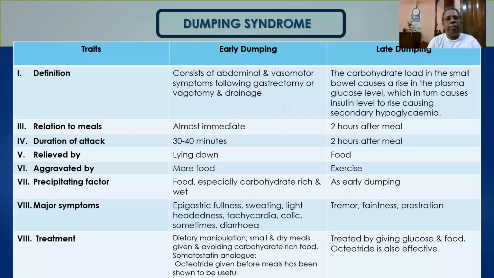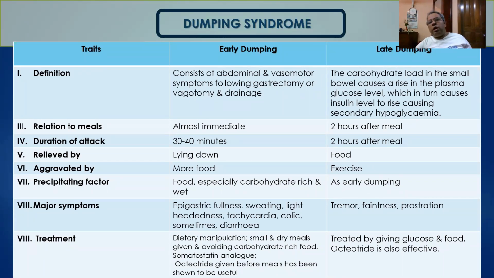So, dumping syndrome. There are two types of dumping syndrome. One is early dumping, another is late dumping. Definition: it consists of abdominal and vasomotor symptoms, that means abdominal pain, flushing of the face, etc., following gastrectomy or vagotomy and drainage. It is called early dumping syndrome.